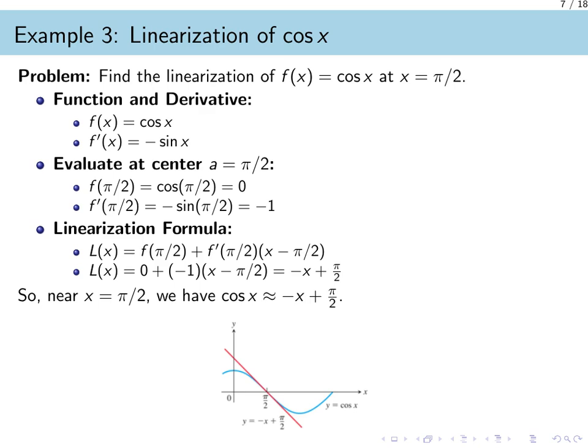For example, this simple line allows us to estimate the cosine of an angle very close to 90 degrees without using a calculator. The important result is that near x equals pi over 2, the complex cosine curve can be accurately approximated by the simple straight line L of x equals negative x plus pi over 2.